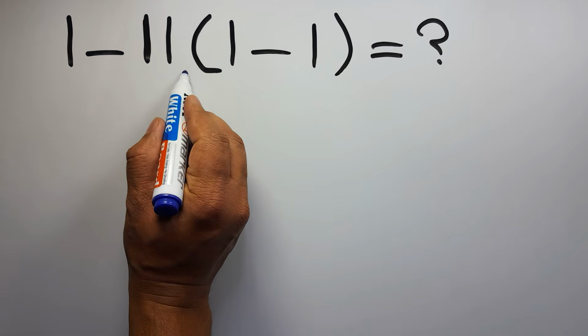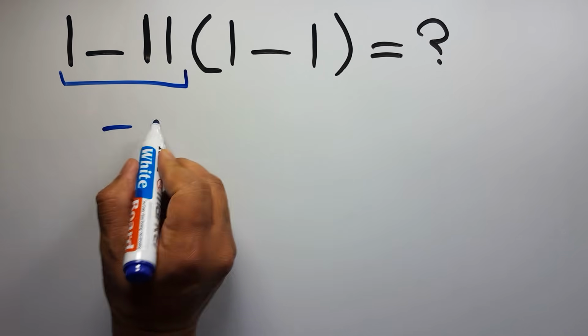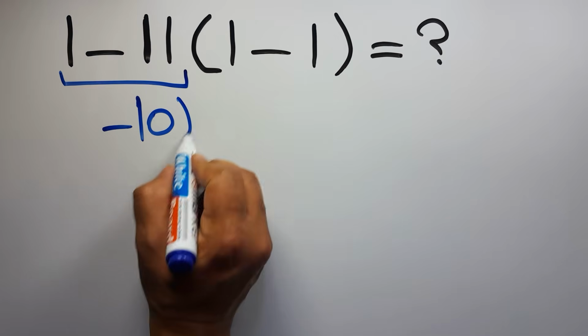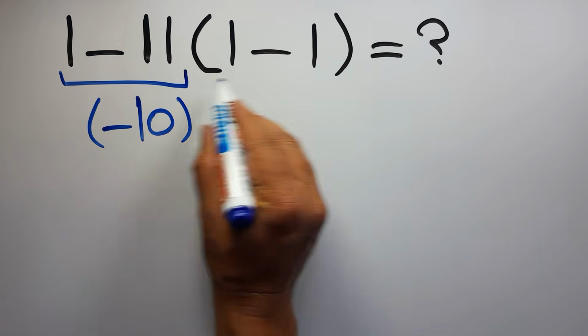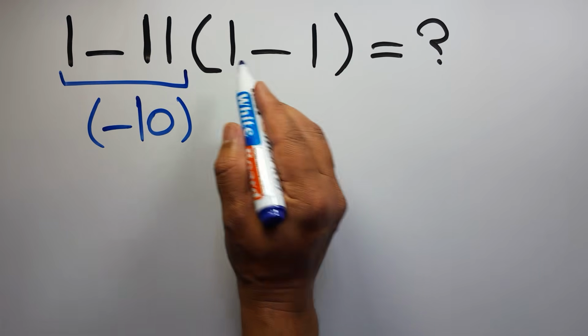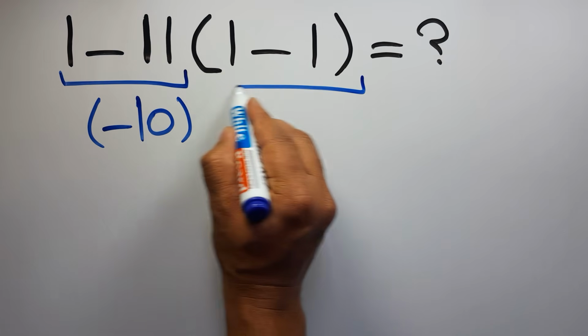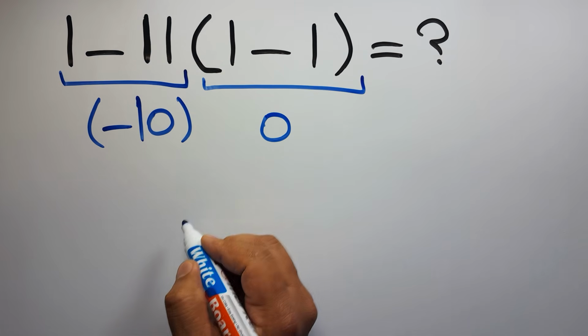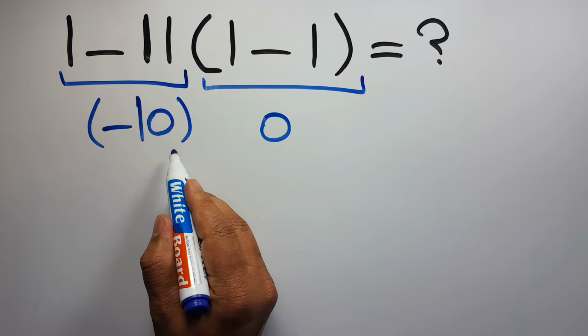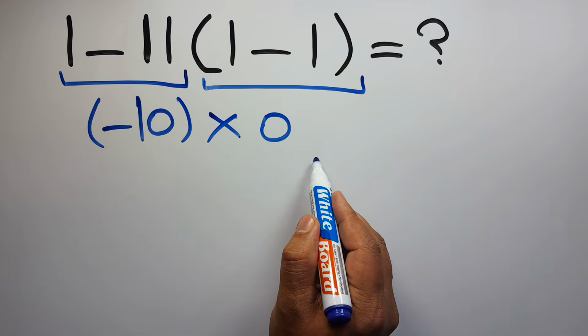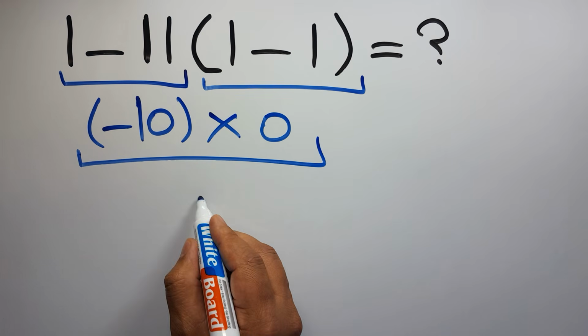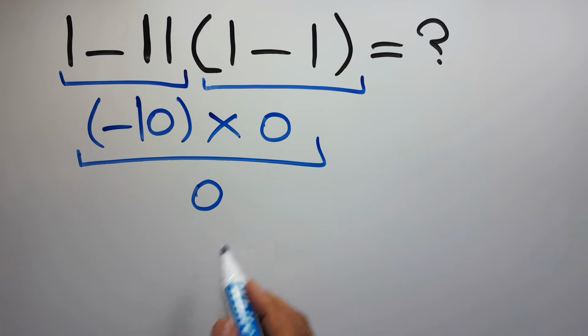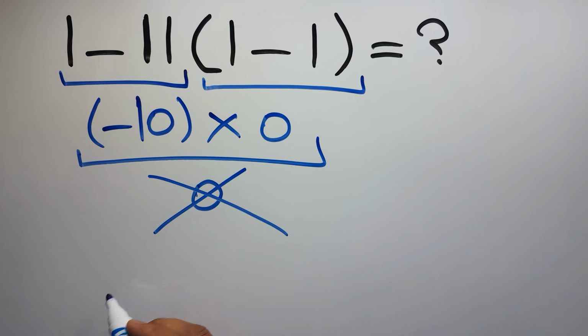1 minus 11 gives us negative 10. And inside this parentheses, we have 1 minus 1, which equals 0. So we have negative 10 times 0, which gives us 0. But this answer is not correct.